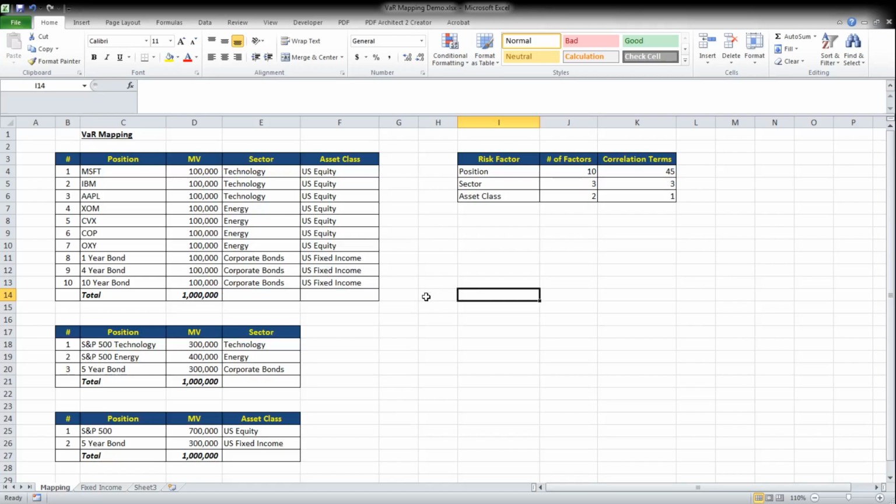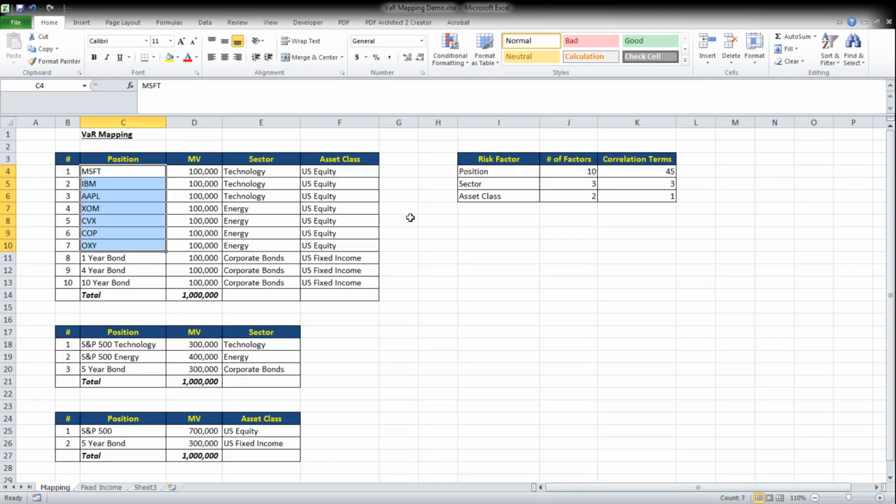So the hypothetical example is a portfolio of $1 million invested across 10 different positions. So we have 7 stocks and 3 different bonds with different maturities. So 1 year, 4 year, and a 10-year bond. And we have 7 different stocks across different sectors, but all belonging to the U.S. equity asset class. So there are a couple of reasons why we would want to map these positions to broader risk factors in the first place.